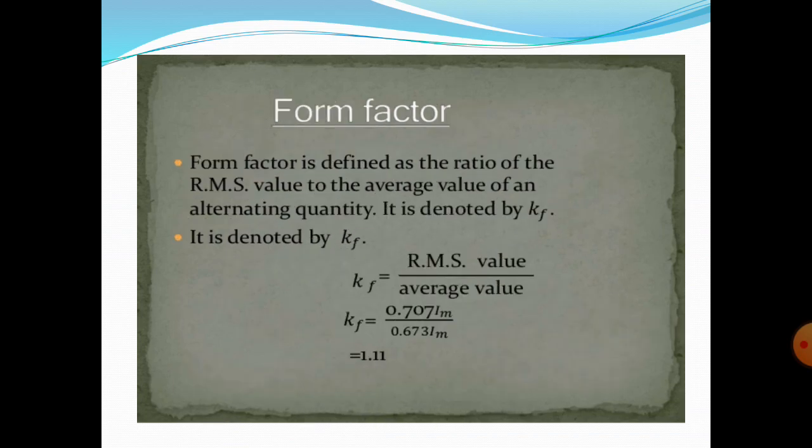And next one is form factor. Form factor is denoted by the term Kf. Kf is nothing but the ratio of RMS value to average value. So we substitute the values of average value and RMS value, and we get the answer of form factor Kf is equal to 1.11.